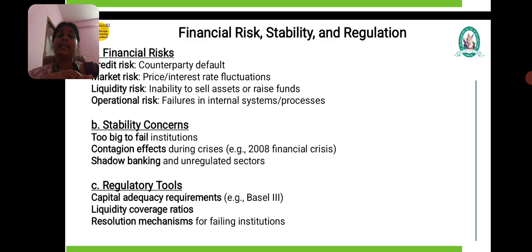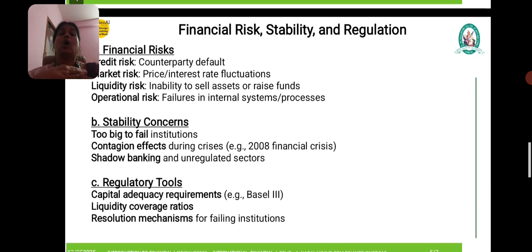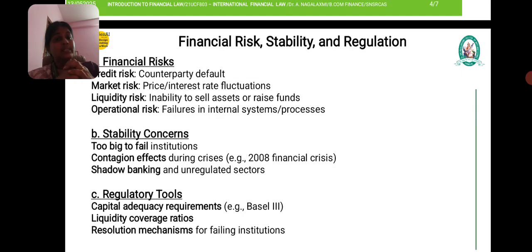So what is credit risk? Counterparty default. What is market risk? Price and interest rate fluctuations. What is liquidity risk? Inability to sell assets or raise funds. What is operational risk? It is failure in internal systems or processes. So these are the common risks which are found in the financial transactions and in the financial market.